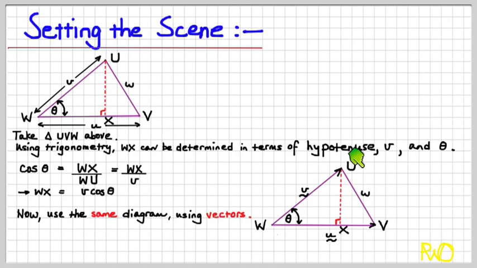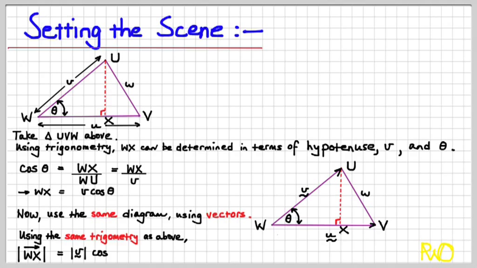Now, can you see these gadgets here, that arrowhead and that arrowhead? So we've got vector V and vector U, and we've got the angle theta between them. Now I'm going to arrive at the same formula as above, and you're going to be amazed. Using the same trigonometry as above, we get this formula which says the length of vector Wx is equal to the length of the vector V times cos theta.